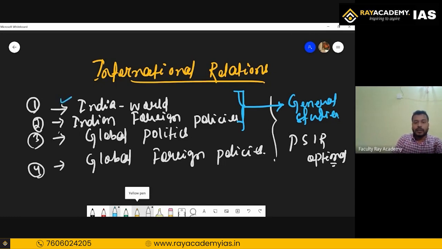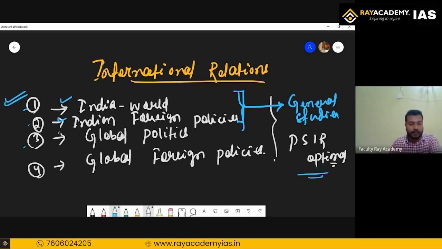So India in the world and Indian foreign policies is a part of your GS syllabus. And all of these four points: India and the world, Indian foreign policies, global politics, and global foreign policies, all these four parts are of the PSIR optional. So this is the reason why we start with the first one, that is called the first series, India and the world. That way it covers all dimensions, for the people who are studying General Studies as well as for the PSIR optionals.